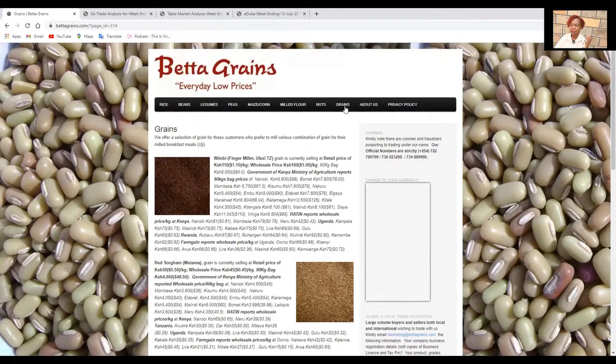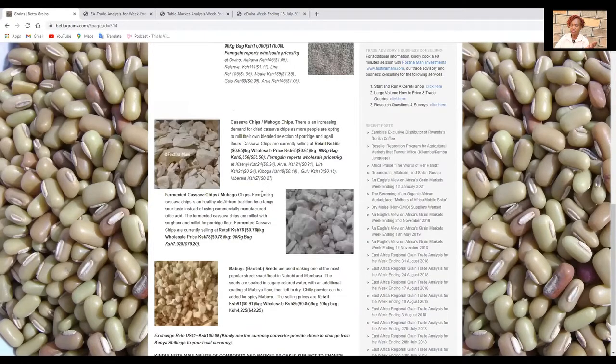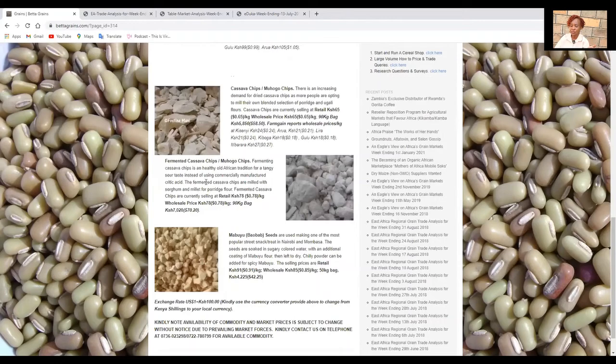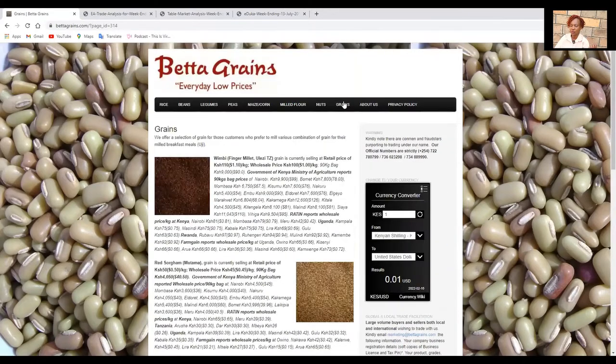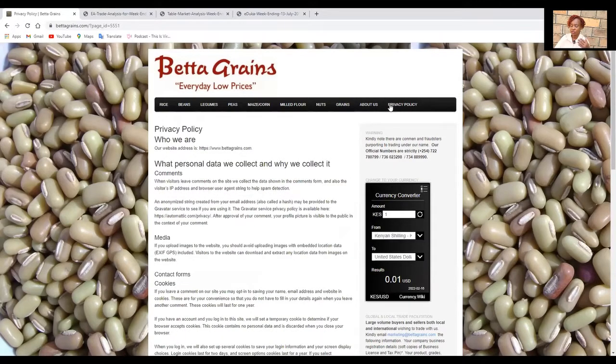Then you will find the grains, the millets, the sorghum, and all that stuff. It's all listed there. We've also included cassava chips as well, both the fermented and the unfermented, as well as the baobab seeds, because people actually buy that as well. This page really talks about us, and then this talks about our privacy policy, where we collect the data.